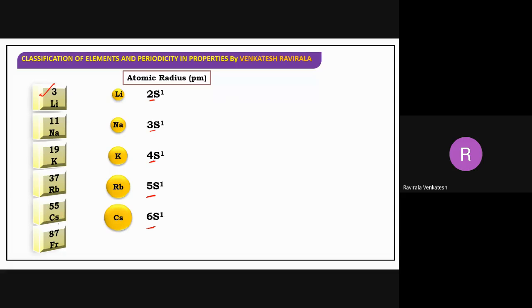Here also you may have a doubt. See, here the nuclear charge is 3, and here the nuclear charge is 87. Here also the nuclear charge is increased. In the previous case, in the period, nuclear charge increases, but the outermost electrons are present in the same shell. But here, nuclear charge is increasing, and the outermost shell is moving away from the nucleus.